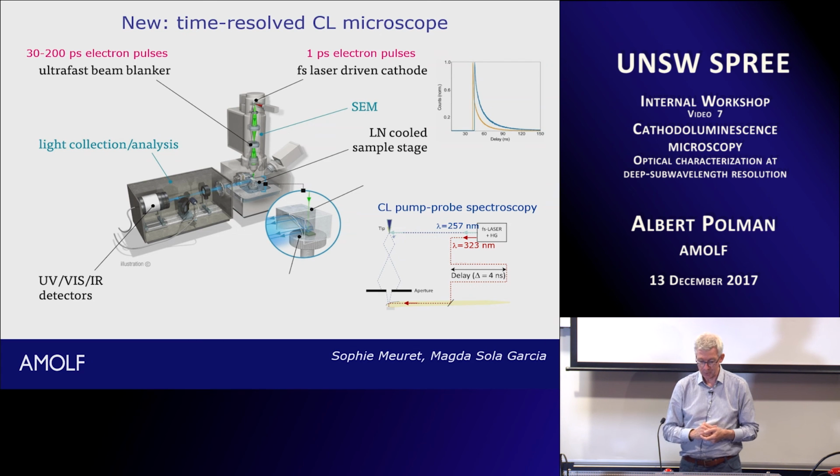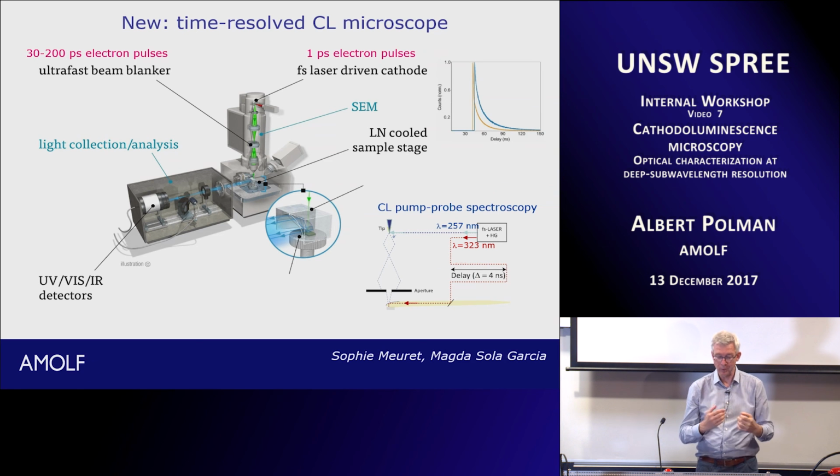So what we do is in the electron microscope we put a beam blanker, 2 electrostatic plates, and as the electrons go through, we put a 50 megahertz electric field and then a small aperture down here, and that way we pulse the beam on the sample. And actually just yesterday we've seen we can make pulses as small as 30 picoseconds on the sample.